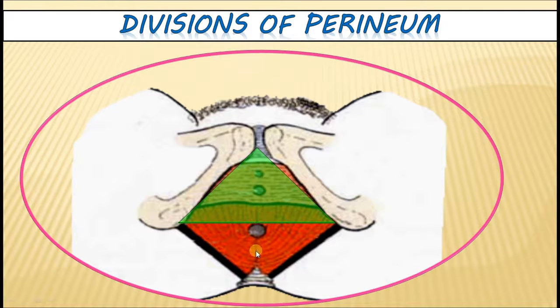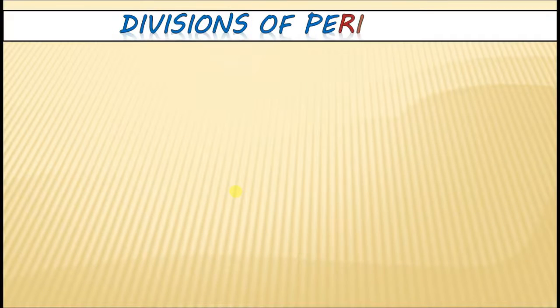Then you have the anococcygeal raphe and the tip of the coccyx, and on either side you see the ischiorectal fossa. So that is about the anal triangle. It is the urogenital triangle which lodges your external genitalia, and the urogenital triangle consists of two pouches.